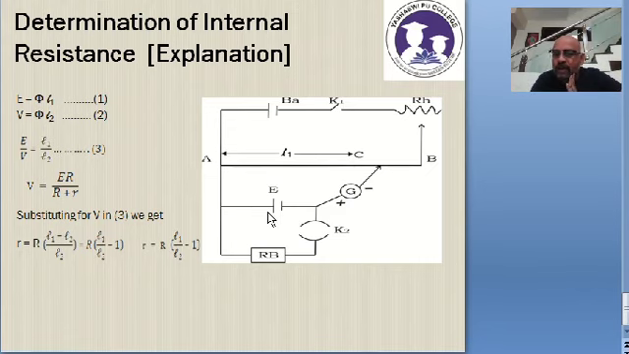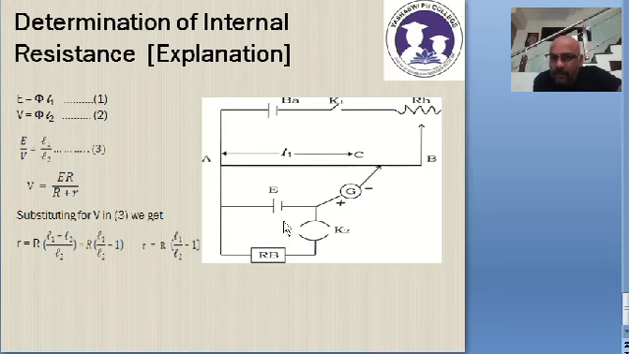So here we have the EMF of the cell, and in parallel to it we have connected a resistance box, and there is a key K2 that is connected to a galvanometer. This is the circuit. Now remember students, one thing you have to remember very clearly.